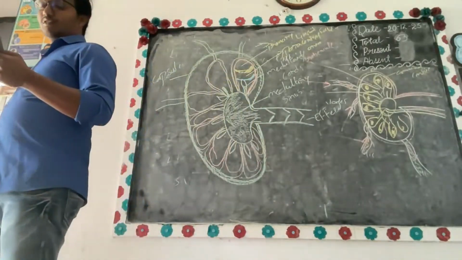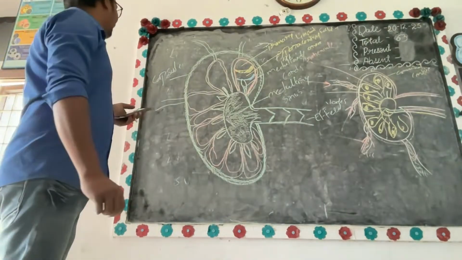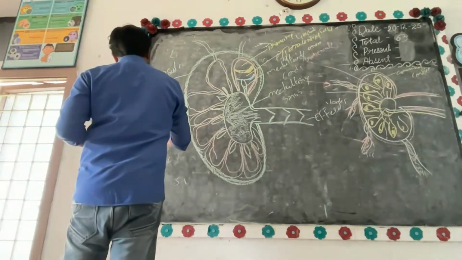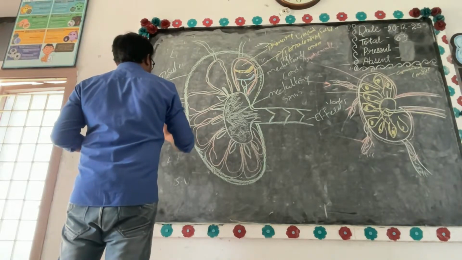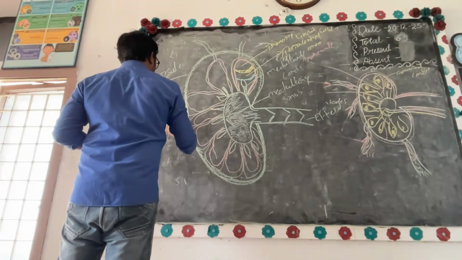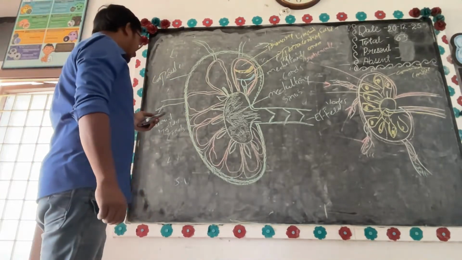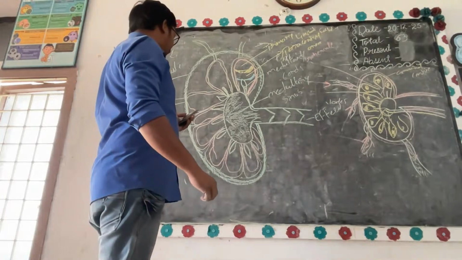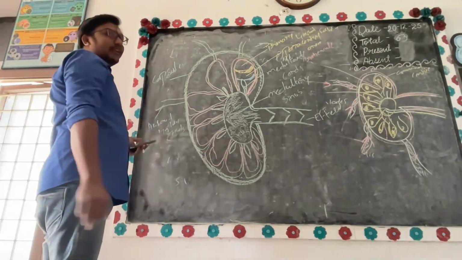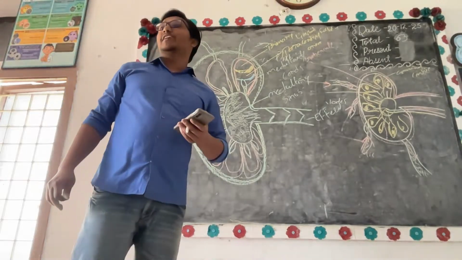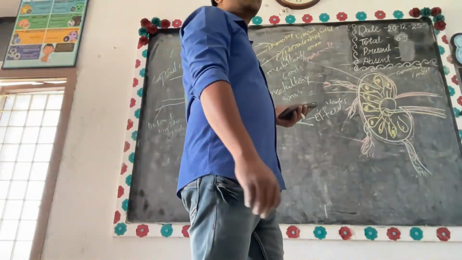So these are called efferent lymphatic vessels. These efferent lymphatic vessels will bring the lymph into the lymph node. Lymph means nothing but lymphatic fluid. Yes or no?